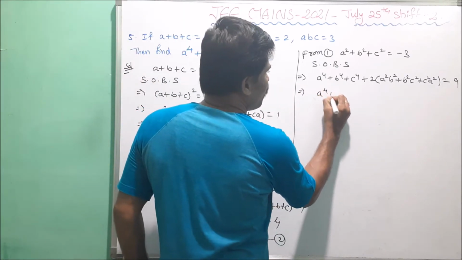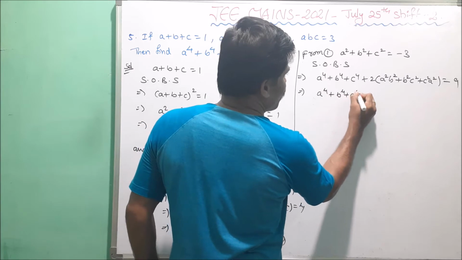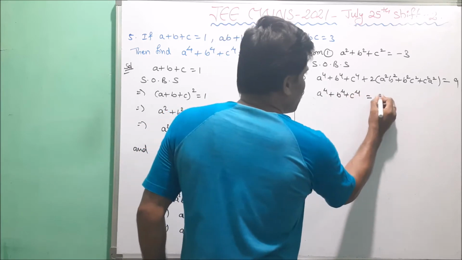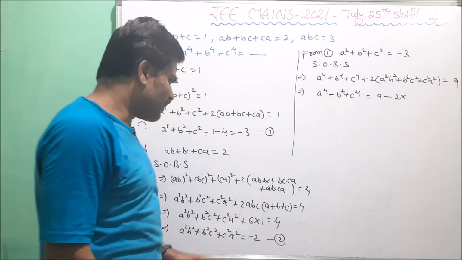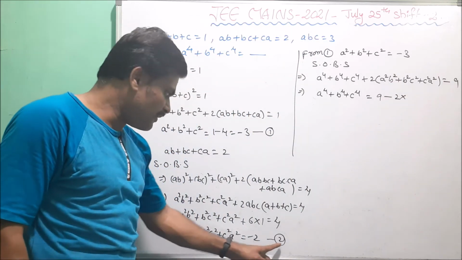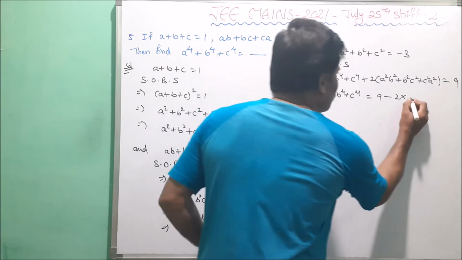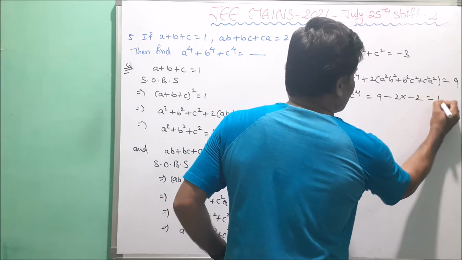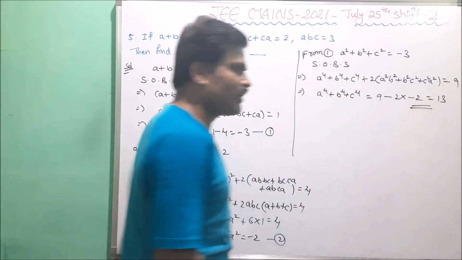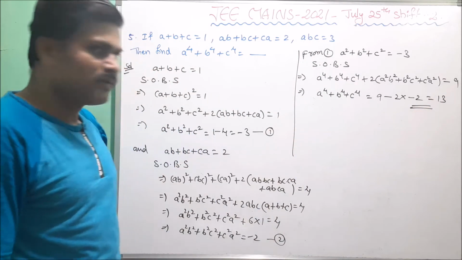So here A power 4 plus B power 4 plus C power 4 equal to 9 minus 2 into A square B square plus B square C square plus C square A square. From equation 2, that value will be minus 2. So totally 9 plus 4, that is 13. So this is our final answer.